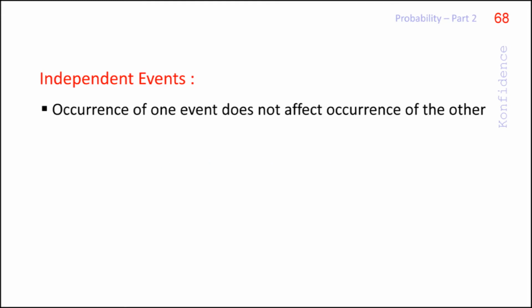Two events are said to be independent when the occurrence of one does not affect the occurrence of the other. An example of independent events would be outcomes from tossing a coin and tossing a die. The outcome of the coin toss has no effect on the die, and vice versa.